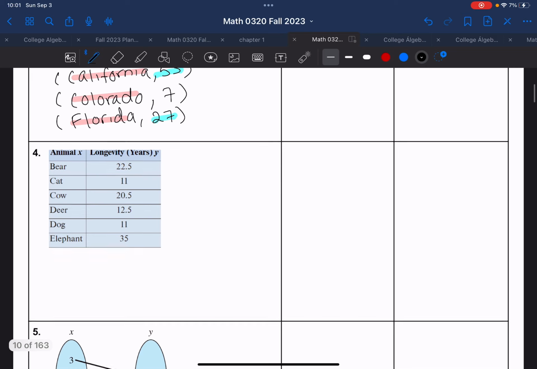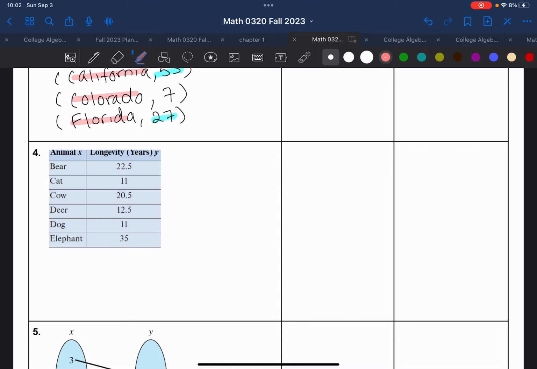Okay, looking at number 4, again we have a table where we have our X's in the first column and our Y's in the second column. So we could go ahead and put these into points. We could write the coordinate point bear, comma, 22.5, cat, comma, 11, so on and so forth. But since our table is already separated in X and in Y, we could go ahead and highlight what our domain and ranges are going to be.